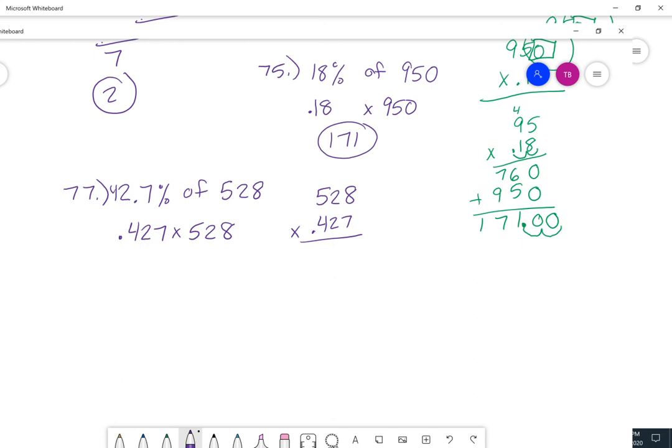So 7 times 8 is 56. 7 times 2 is 14. Plus the 5, it gives me 19. And 7 times 5 is 35. Plus 1 is 36. 0 for place value. I'm going to cross off these so I don't get confused. 2 times 8 is 16. 2 times 2 is 4. Plus the 1 is 5. And 2 times 5 is 10. And now 2 zeros for place value.